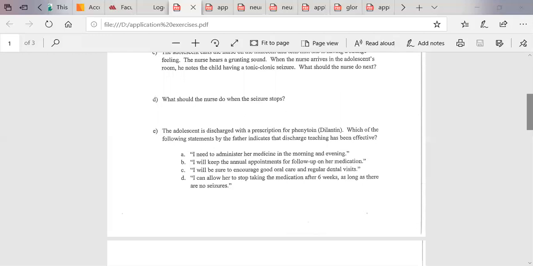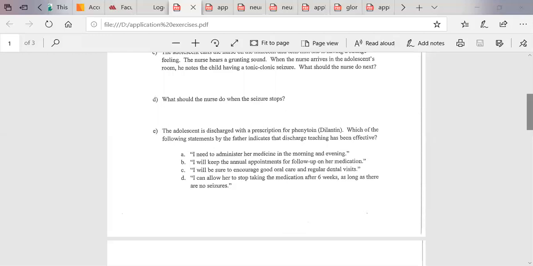Dilantin should be administered regularly. So regular dosing is kind of what that is talking about there. B, I will keep annual appointments for follow-up on her medication. Annual appointments suggest going once a year. This is a pediatric patient, new onset seizures. We're giving Dilantin. They need more frequent checkups than an annual appointment, so that would not be correct.